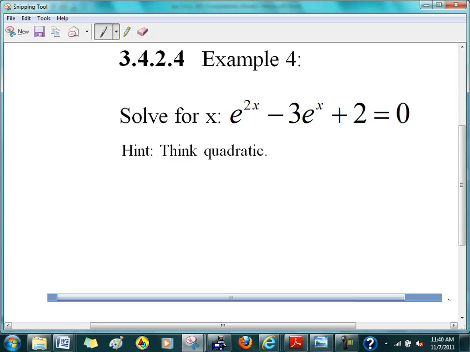Does everybody see that if you let e^x equal a, okay, you guys want to pay attention here, okay? If you let e^x equal a, then e^(2x) is a squared. Everybody see that? I'm just making it.